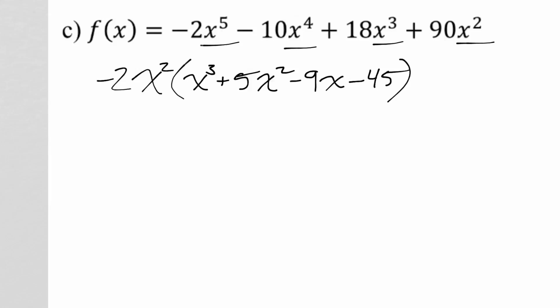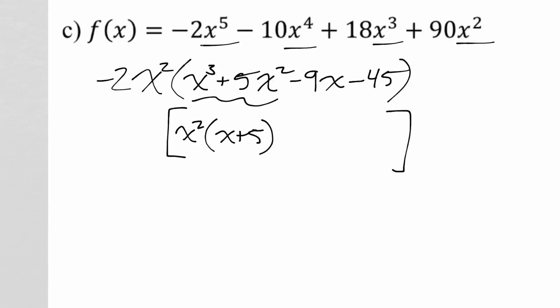At this stage of the game, recognize that in parentheses we have 4 terms. And we're going to try and factor this by grouping. So we will group the first 2 terms, x cubed plus 5x squared. What can we pull out of both of those terms? We can pull an x squared out. What is left behind? X plus 5. Now look at your next 2 terms. What can we pull out? Let's pull out a negative 9 from both of those terms. What's left? X plus 5.